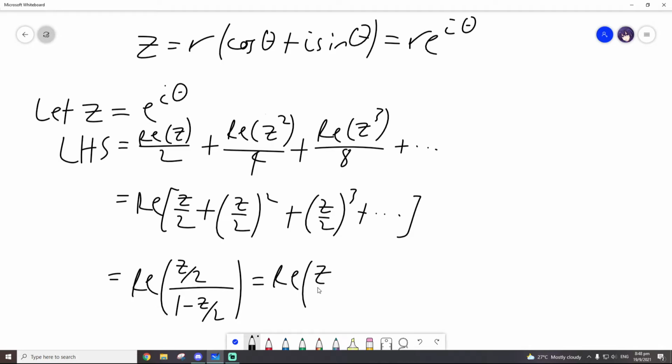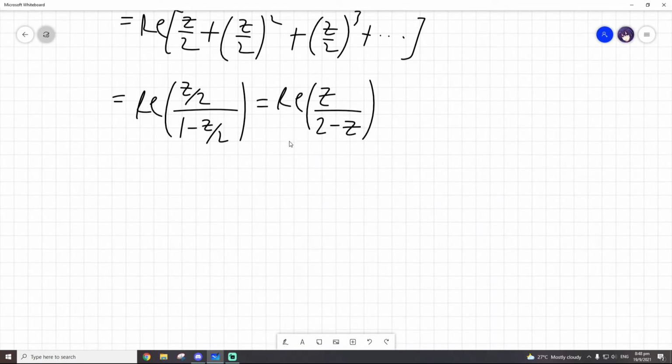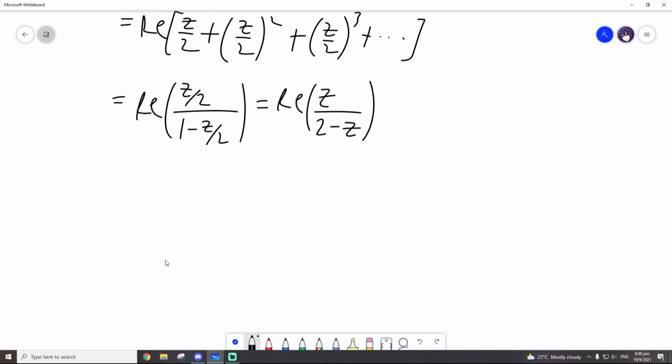Real part of z divided by 2 minus z. Okay, so what we have here is a complex number divided by another complex number, which is not convenient for us to compute the real part of it. However, what we can do is multiply the top and bottom by the conjugate, because that will make sure that the denominator is a real number.